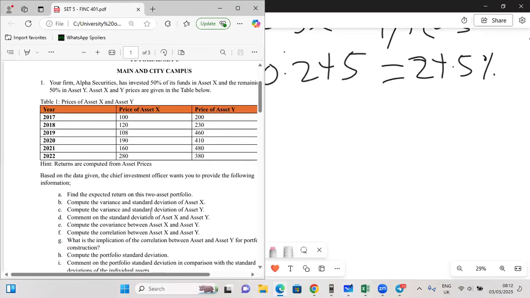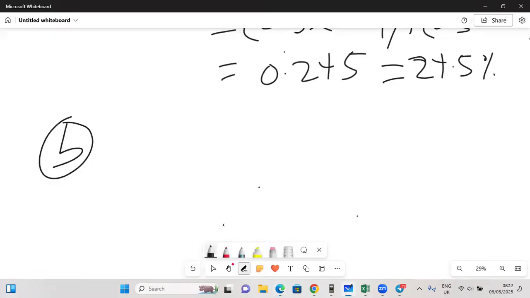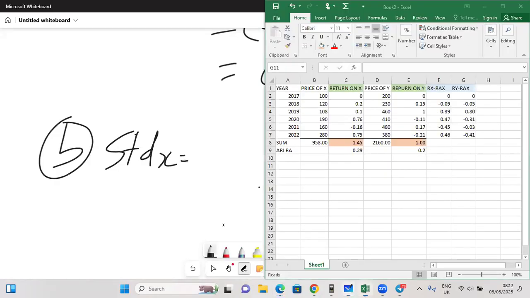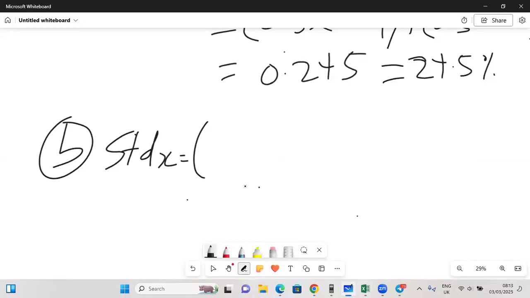B is saying to compute the variance and the standard deviation of assets X and Y. This is where it becomes so plenty and then tough. So the standard deviation of X is basically you taking the return on X minus the arithmetic return, you square it, plus the next one minus this, you square it. So this is what it will look like.